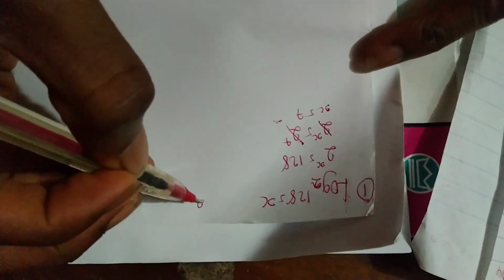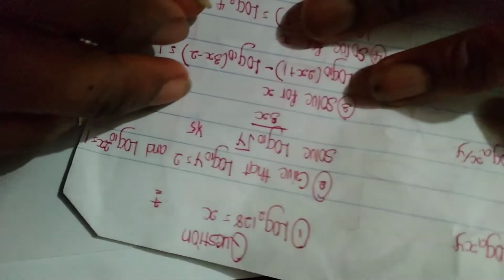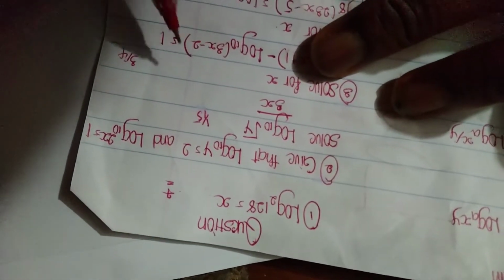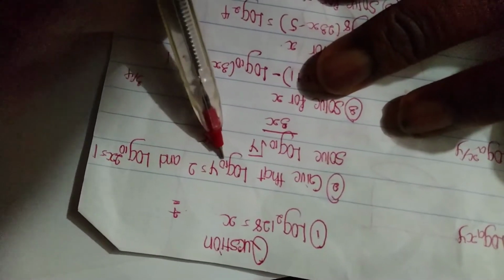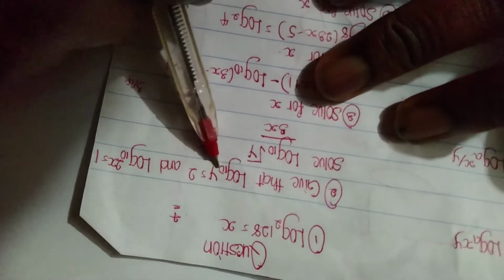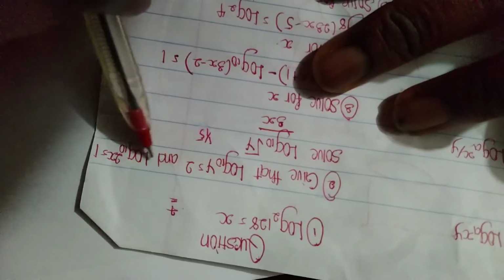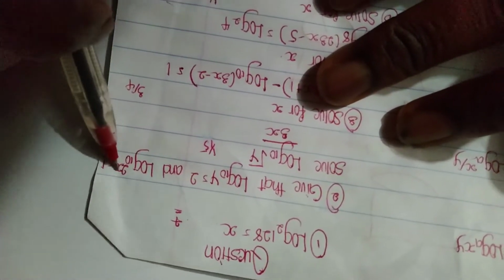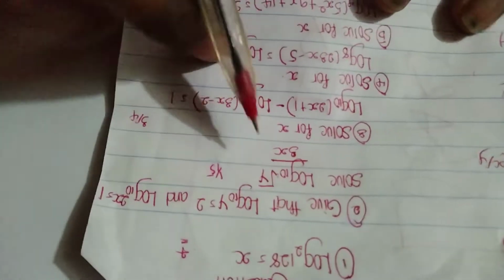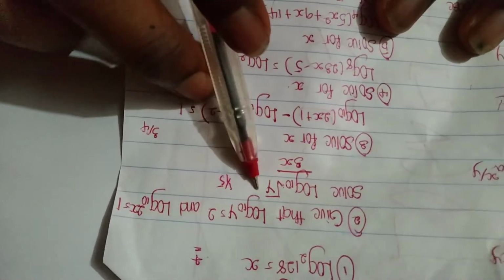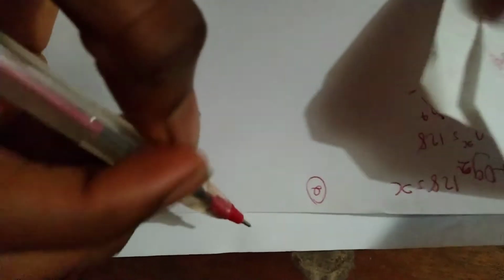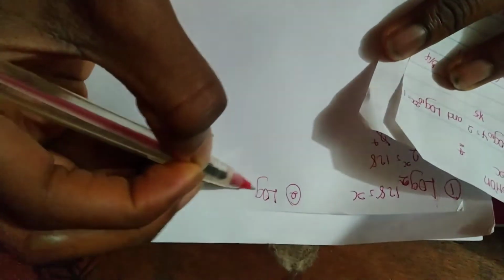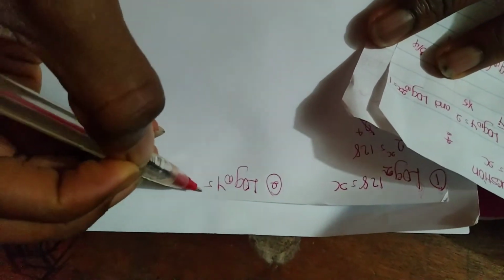So let's move to number 2. Number 2 seems like a word problem kind of question. They say given that log base 10 of y is equal to 2 and log base 10 of 2x is equal to 1, solve for this. So let us understand what they told us. They say given that log base 10 of y is equal to 2.